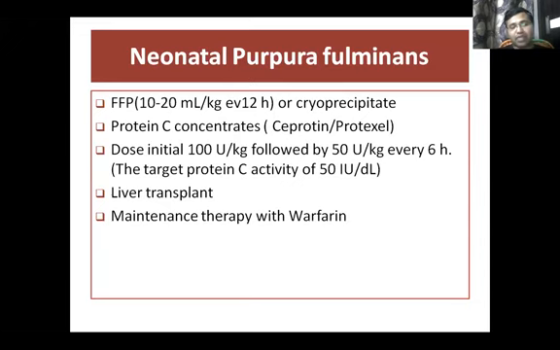The other two are available, from the Baxter company: Ceprotin and Protexel. The dose is initially 100 units per kg, followed by 50 units per kg every 6 hourly. The main aim is to maintain protein C activity at 50 units per deciliter. When protein C concentrate is not available, liver transplant is helpful, and they always require maintenance therapy with warfarin.